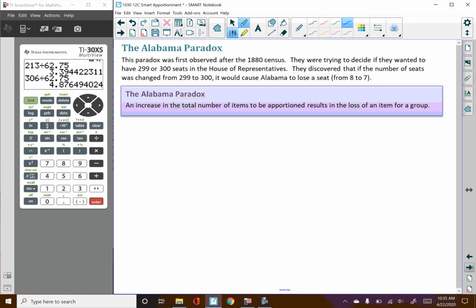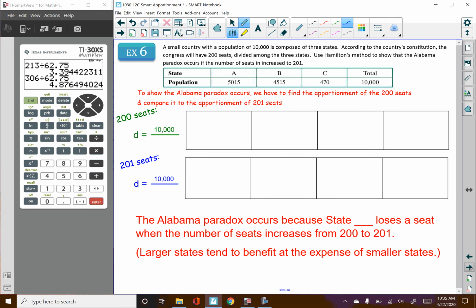So the Alabama paradox is if an increase in the total number of items to be apportioned results in the loss of an item for a particular group. You'll have a couple of homework problems where it gives you some scenario and asks you to decide whether or not the Alabama paradox occurs. So example 6 is to show you how to check that.